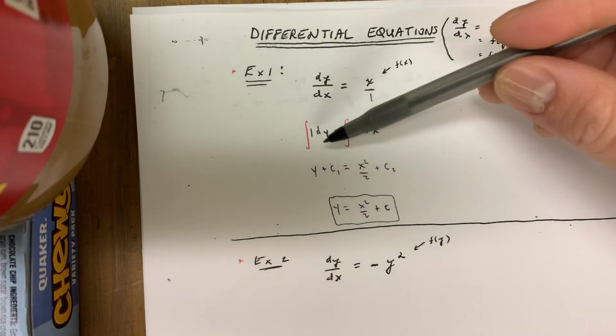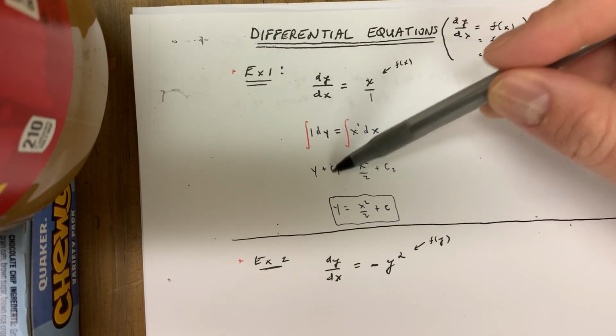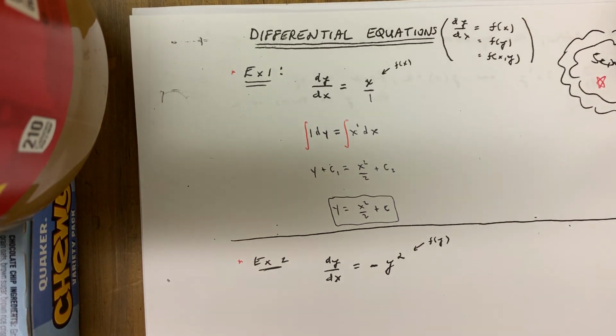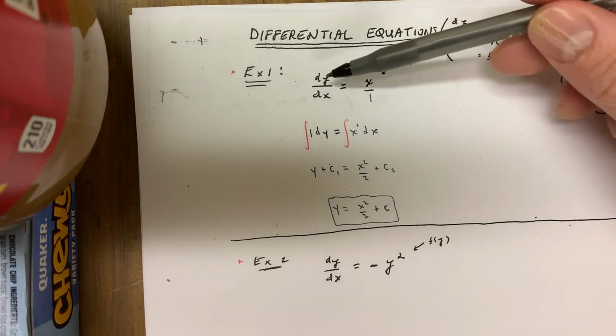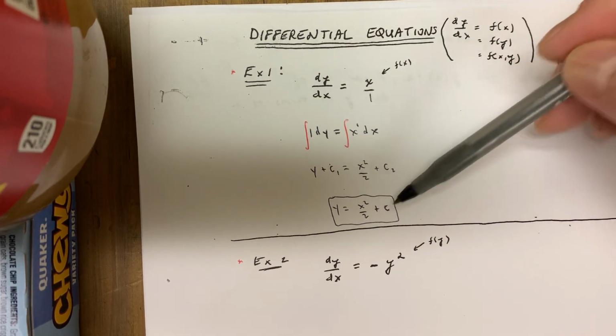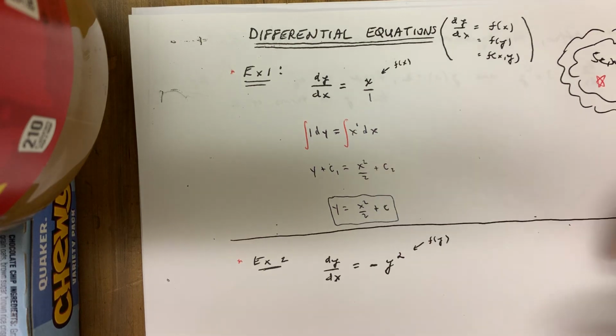In the future, you're not going to have to worry about putting a plus c on the left-hand side because you're always going to be able to move it to the other side and combine it with the other c. So we're only going to worry about putting c on the right-hand side. So remember, always put dy on the left-hand side, and then just worry about putting your c on the right-hand side.